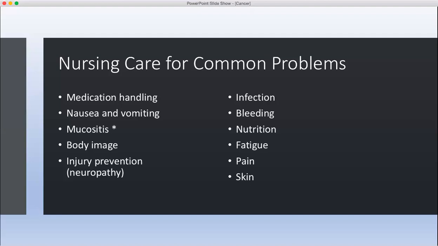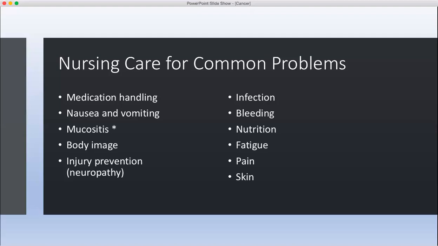Body image could be an issue. We can refer them to places for counseling. There are various other things that we can do to help improve body image based on the specific needs of the patient, whether that's hair loss. I forgot to put alopecia on here. That's hair loss. We could do wigs. We could do head wraps. We could do fake breasts, like bras that make it look like you have breast implants, or breast implants. There's a million different things that we can do to help improve someone's body image.